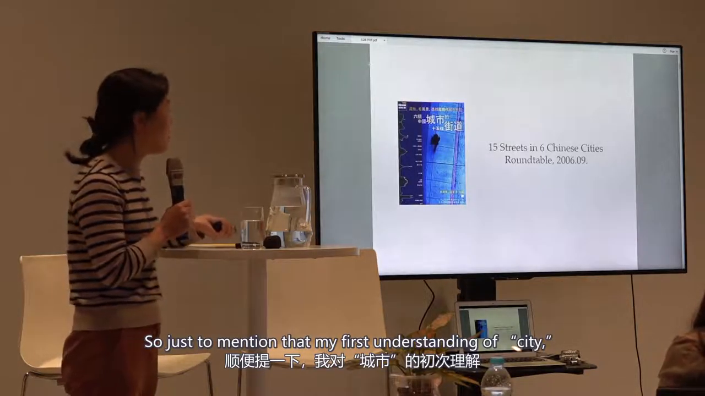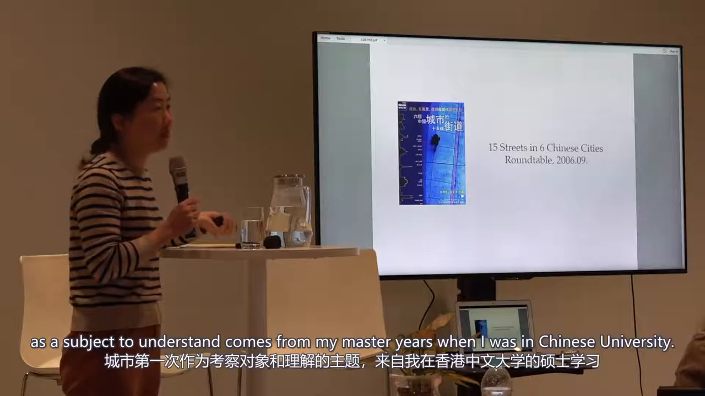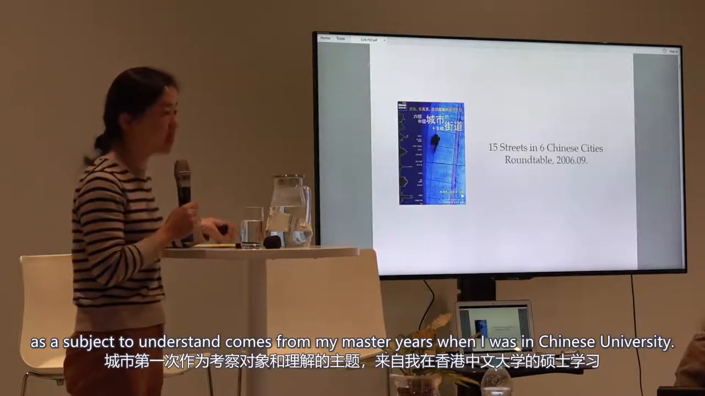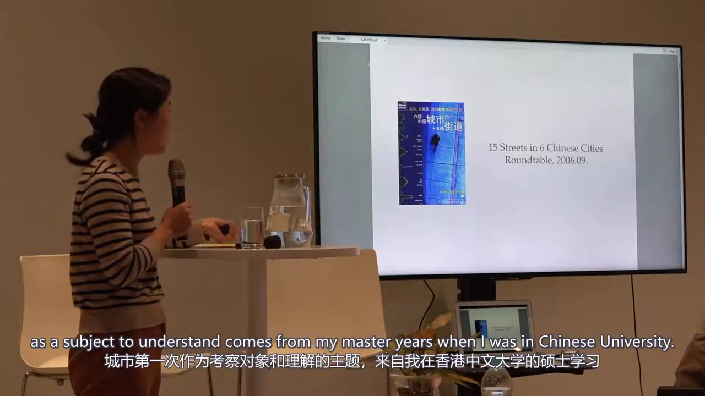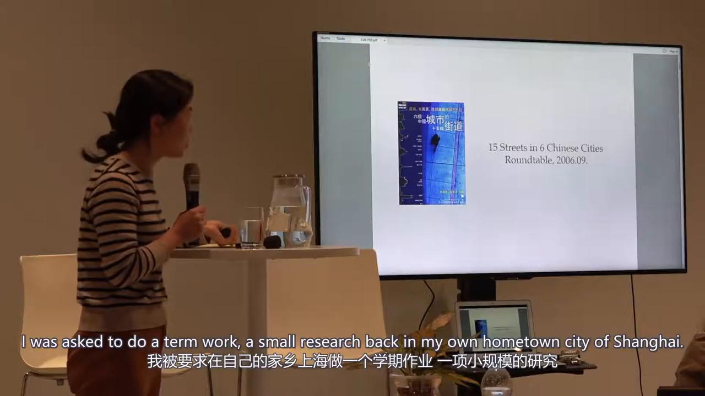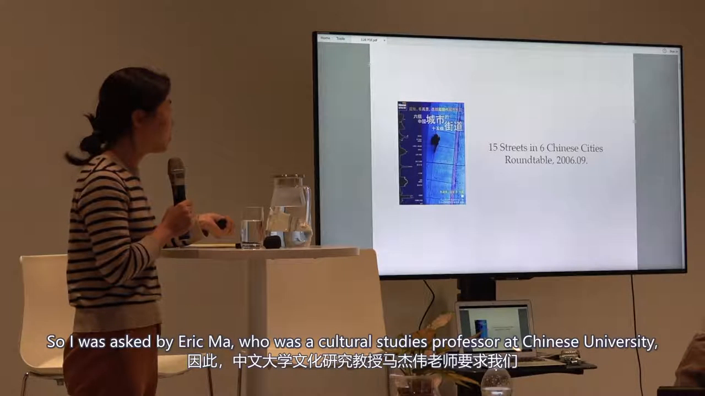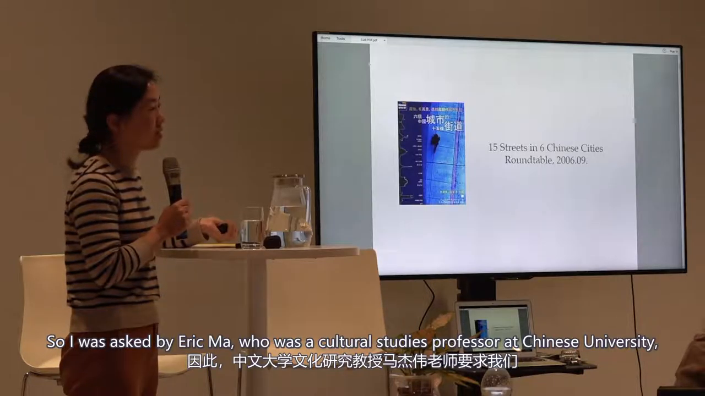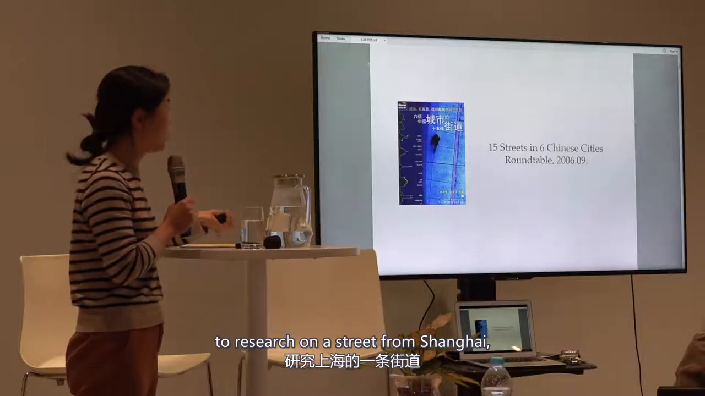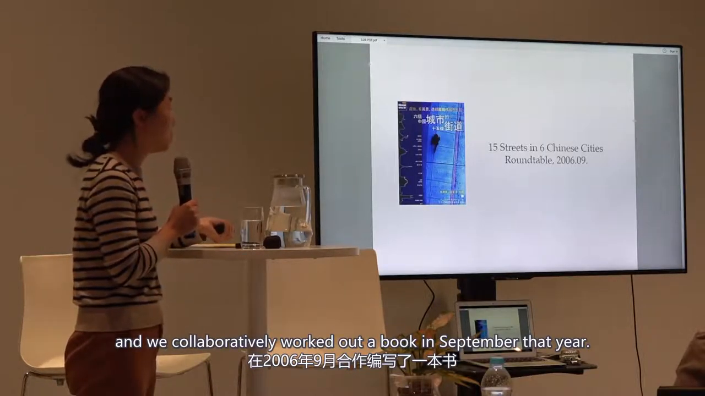Just to mention that my first understanding of the city as an object, as a subject to understand, comes from my master's years at Chinese University. I was asked to do a term work, a small research, back in my own hometown, Shanghai. I was asked by Eric Ma, a cultural studies professor at Chinese University, to research a street in Shanghai, and we collaboratively worked out a book in September that year.